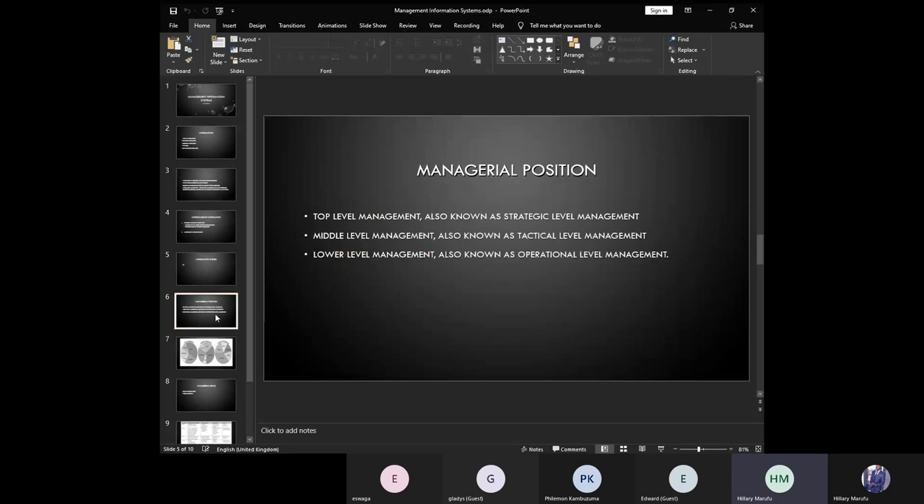We have three layers of management: the top level management, middle level management, and lower level management. Top level being strategic management, middle level being tactical management, and operational being the lower level. These operate in a different manner. Each one of these gets different information and produces different information from different sources of data. The way they process is different. The way they make their decisions is different. You will discover there are terms like structured decisions, semi-structured decisions, and unstructured decisions.